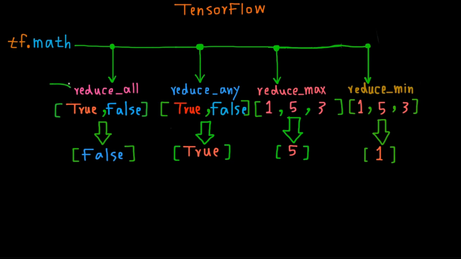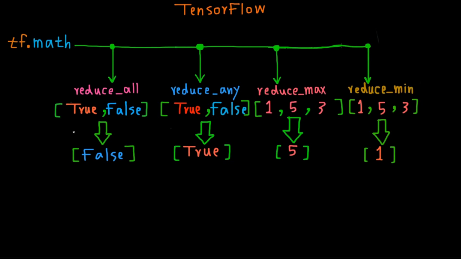The first one is the reduce all function. This function computes the logical AND of elements across dimensions of a tensor. Let's say we have a tensor with just one dimension, and this tensor has just two elements. The first one is true, while the second one is false. So the data type of this tensor is Boolean. If we apply the reduce all function on this tensor, the result is a tensor as well, and this tensor has just one element in it, which is false.